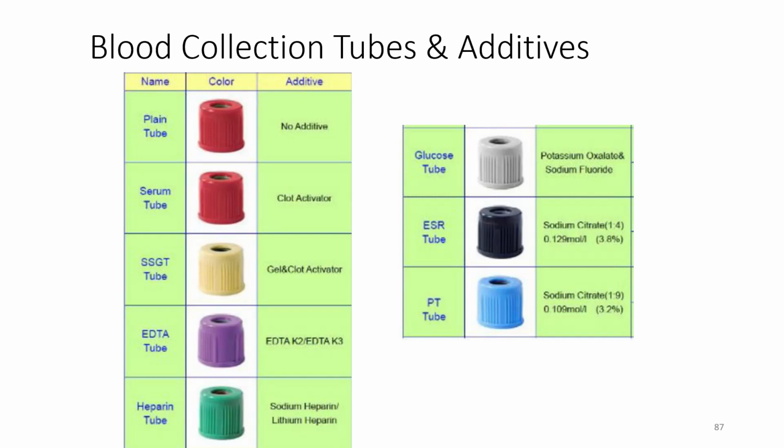EDTA tubes contain EDTA as an anticoagulant. Those are typically lavender. Heparin tube, so sodium heparin, lithium heparin, again, another anticoagulant. A glucose tube, potassium oxalate and sodium fluoride. ESR contains sodium citrate, and then a PT tube contains sodium citrate, and you can see the different colors that exist.